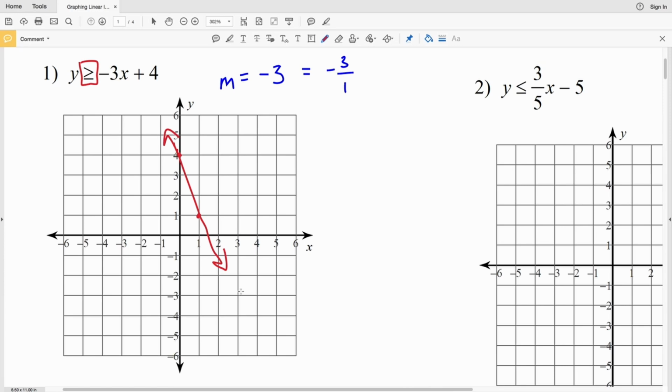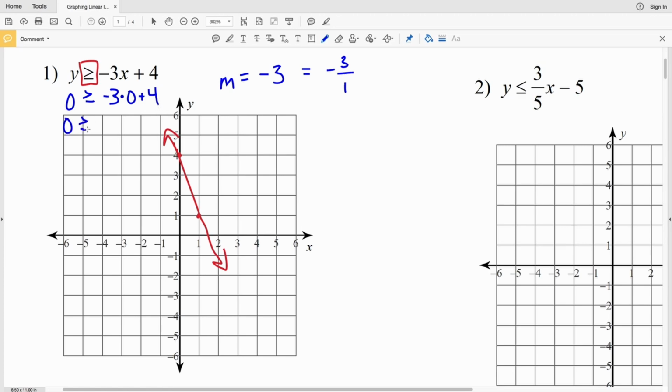And now we have to figure out which way we need to shade. The easiest way to do this is to pick a test point. I usually pick the point 0, 0 since that's the easiest point to apply. So since I chose the point 0, 0, I'm going to put 0 in for y, and I'm going to put 0 in for x. Now I'm going to do the math and see if this inequality is true or if it's false.